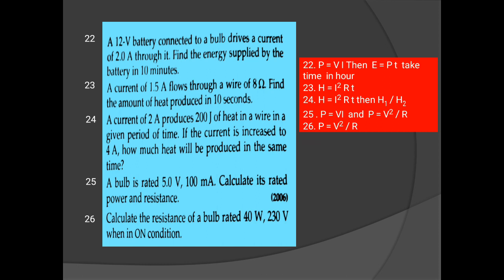Question 25. A bulb is rated 5 volt 100 milliampere. Calculate its rated power and resistance. P equal to VI, then use P equal to V square by R.